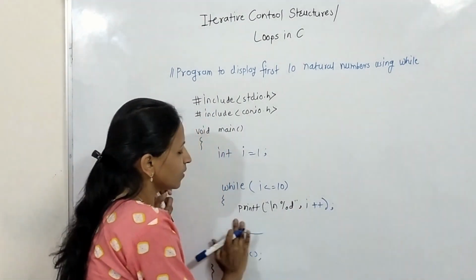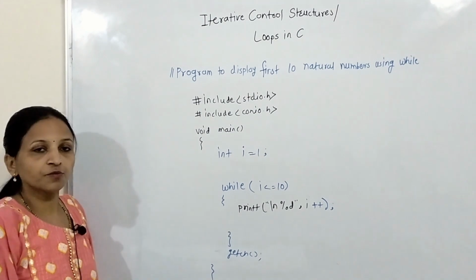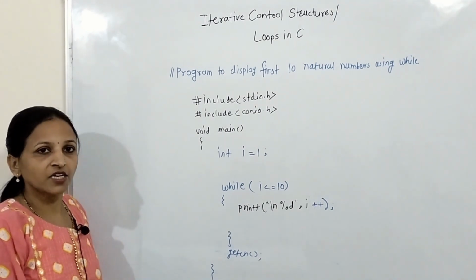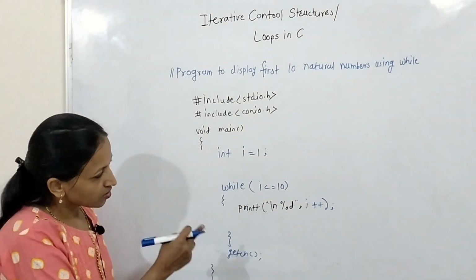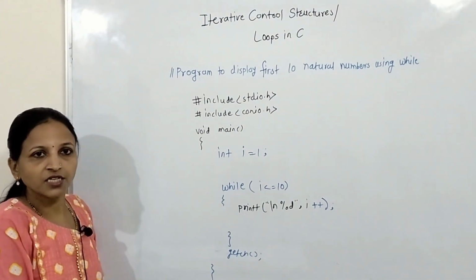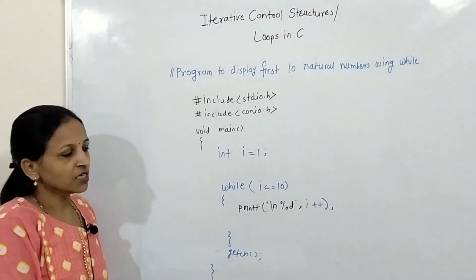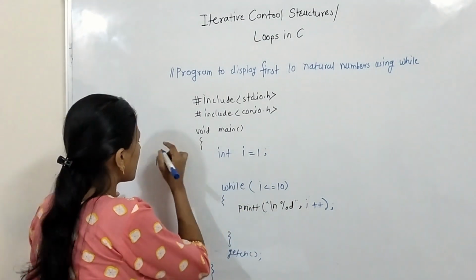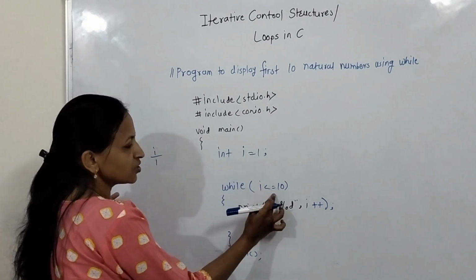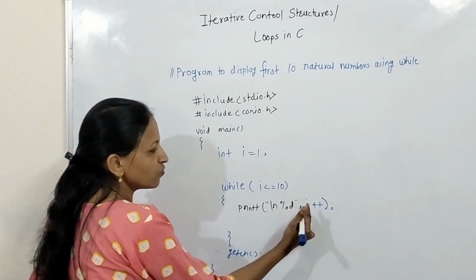Okay, no problem. Here again this program will work properly. Again you will get the same output, the first 10 natural numbers displayed onto the screen. Initially I is 1, and I is less than or equal to 10, yes it is true, so it will display. Now what is this?